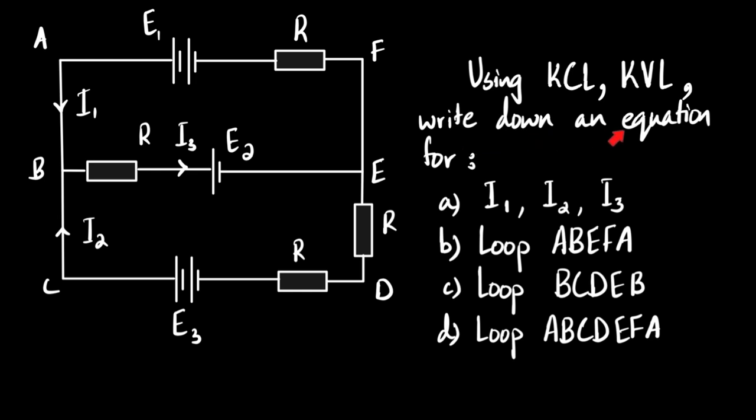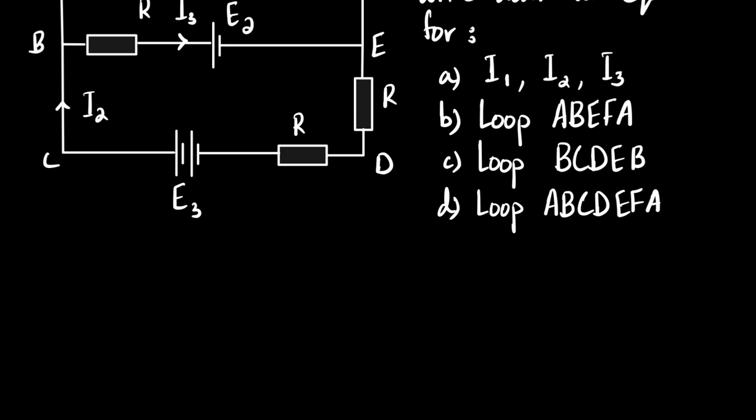So first it says write down an equation for I1, I2 and I3. So we need an equation that links all of these. So I can see this junction where all of these are basically interacting. So I1 comes in, I2 comes in, I3 goes out. So I can then write an equation for part A really easily. I can say I1 plus I2, the sum of currents entering, equals the sum of currents leaving, which is I3.